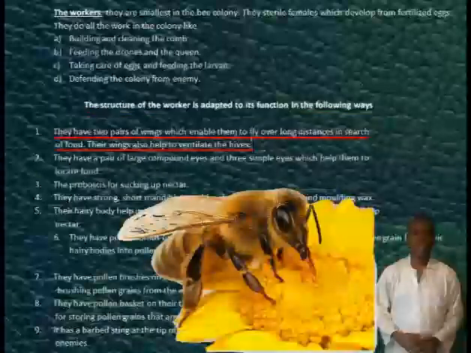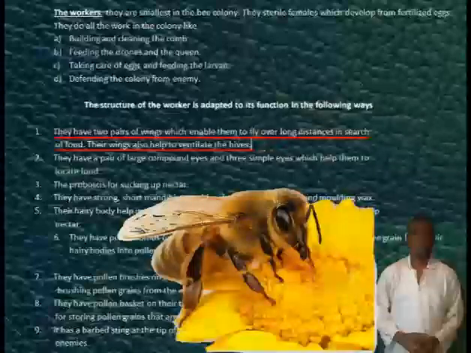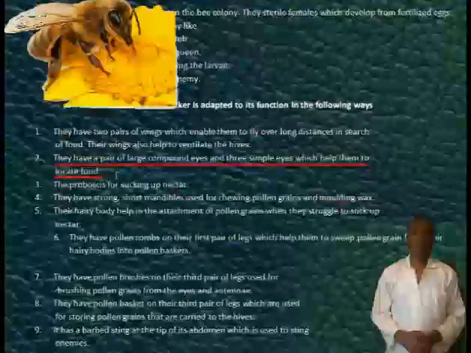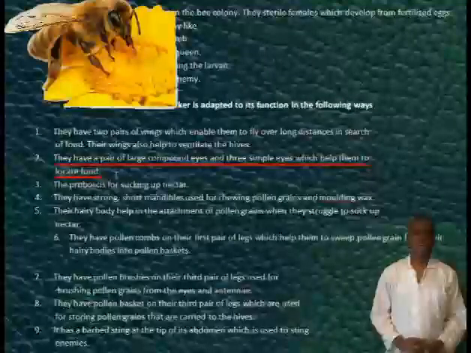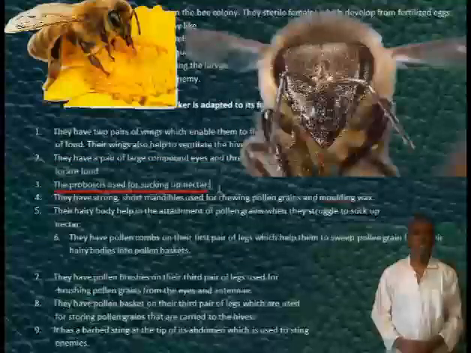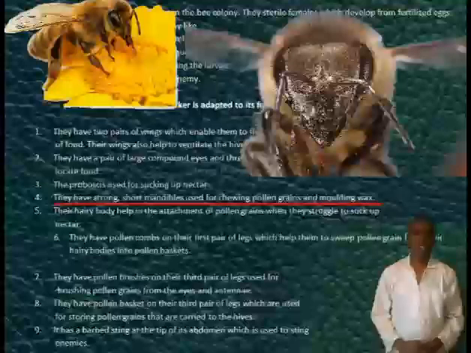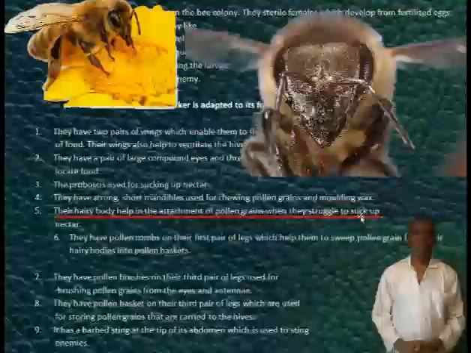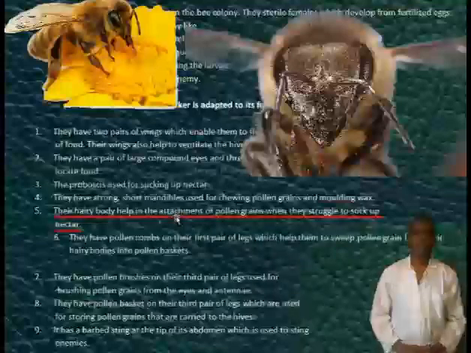They have two pairs of wings, which enable them to fly over long distances in search of food. Their wings also help to ventilate the hives. They have a pair of large compound eyes and three simple eyes which help them to locate food. They have proboscis for sucking up nectar. They have strong short mandibles used for chewing pollen grains and molding wax. Their hairy body helps in the attachment of pollen grains when they struggle to suck up nectar.